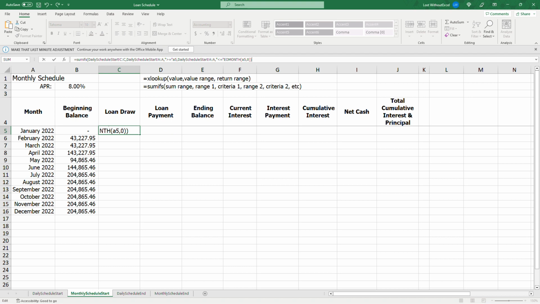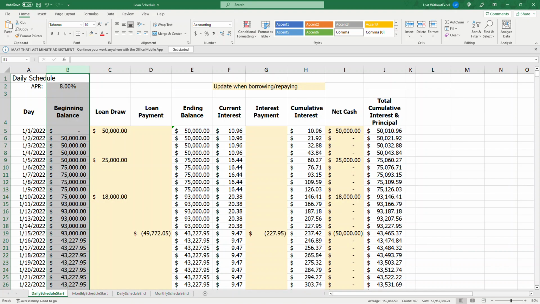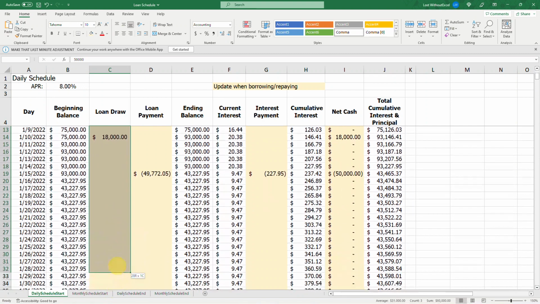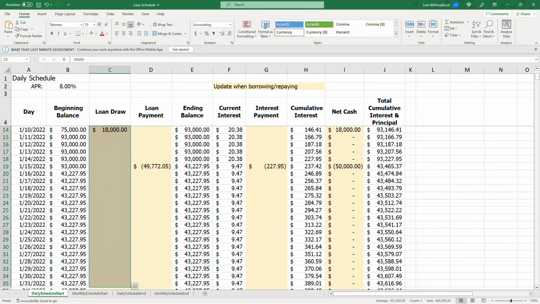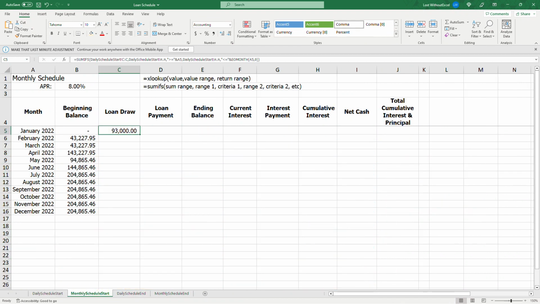Okay, I forgot one thing in here. Over in the middle where I had the greater or equal to A5, I forgot the and symbol. And over here, I forgot the and symbol. So in this case, what this formula is doing is going over to the daily schedule and adding up all of the amounts in the loan draw column for January, which you can see down here is 93,000, and it's going to give me the summary here.